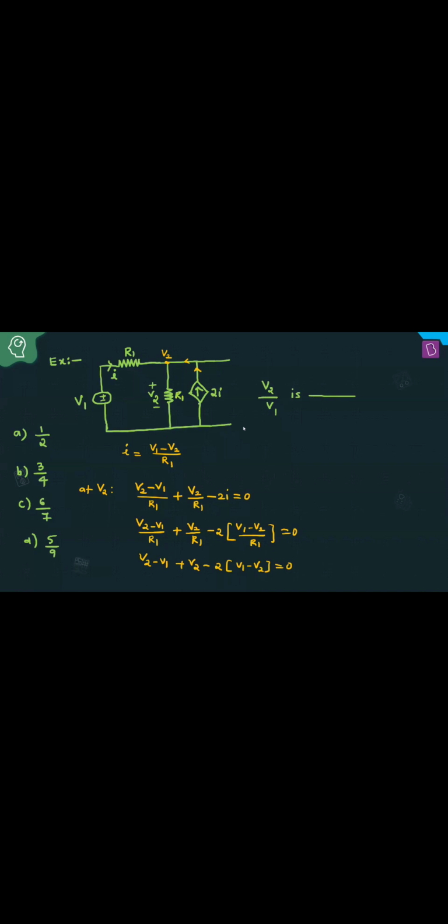Very good. Then V2 minus V1 plus V2 minus 2V1 plus 2V2 is equal to 0. V2, 2V2, gives 4V2. 4V2 minus 3V1 equals 0. Then 4V2 equals 3V1. You have to find V2 by V1. Then what is V2 by V1, friends? 3 by 4. This is the final answer. I got V2 by V1 equal to 3 by 4. That is, option B is the right answer. Clear? Yes, friends, any doubt?